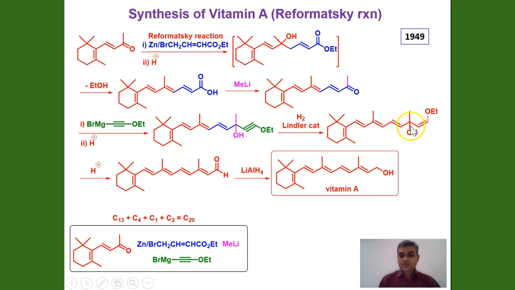This tertiary allylic alcohol undergoes acid hydrolysis, and the enol ether gives an aldehyde, and it undergoes dehydration here to form an alpha, beta unsaturated aldehyde. Alpha, beta unsaturated aldehyde on reaction with lithium aluminum hydride forms vitamin A here. So in this way, we have demonstrated the applications of organometallic reagents for the synthesis of vitamin A. Here the key steps involved are organozinc compounds, methyl lithium, and organomagnesium compounds. And the precursor for this is once again a beta-ionone molecule.